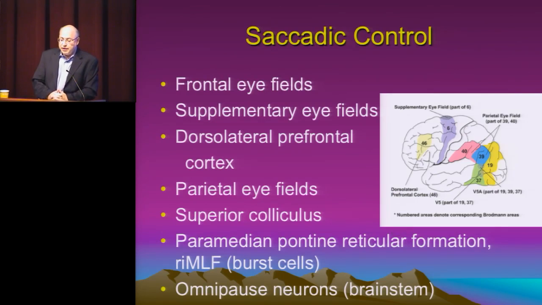What about control of saccades? Frontal eye fields, supplementary eye fields, dorsolateral prefrontal cortex, parietal eye fields, superior colliculus, the PPRF in the pons, and the omnipause neurons in the brainstem. The omnipause neurons are what suppresses unwanted saccades.